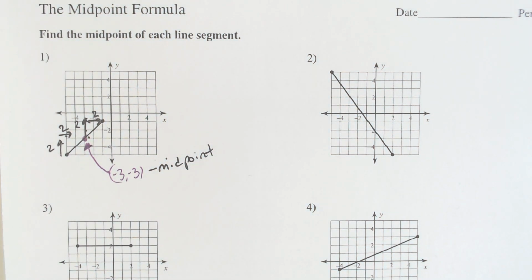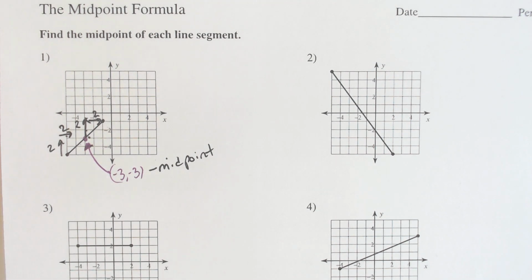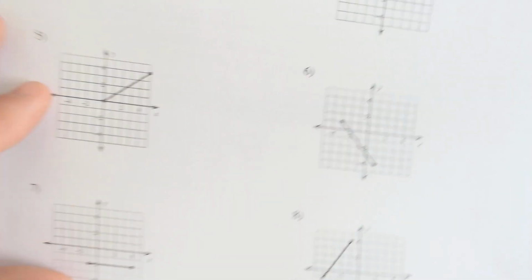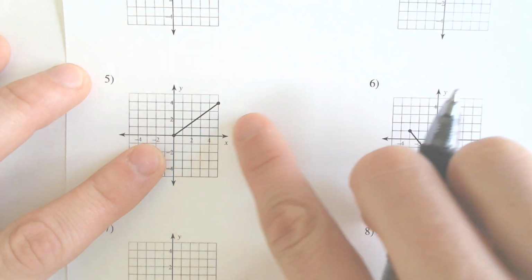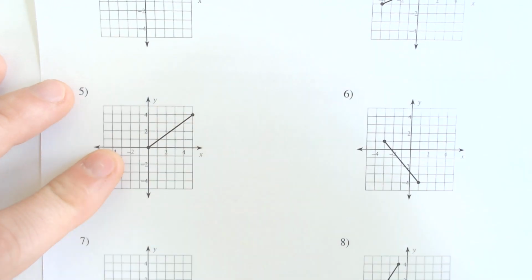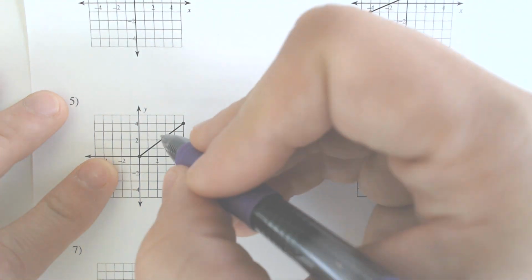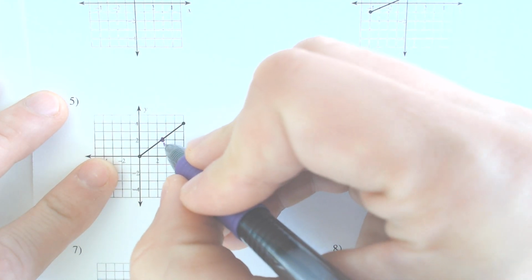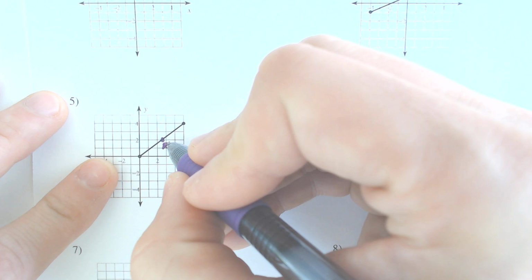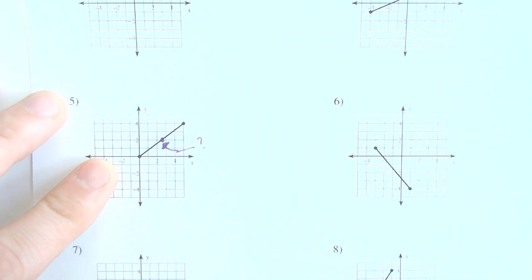Now, that will work some of the time. It will not work all of the time. It will not work if the middle is kind of difficult to see, like it is on number 5. Here, if we're trying to find the midpoint, it looks like it's at a decimal spot, and I'm not sure what that is. That's a big old question mark.